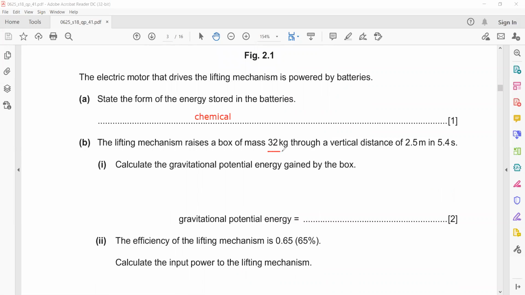The lifting mechanism raised the box of mass 32 kilogram through a vertical distance of 2.5 in 5.4 seconds. Calculate the gravitational potential energy. So potential energy is mass into gravity into height. So multiply them. Look, whenever it's 2 marks, the first thing is always writing a formula, and the second is getting the answer and writing that final answer.